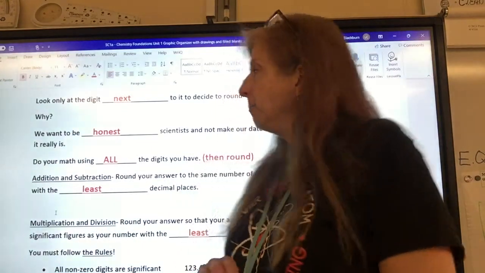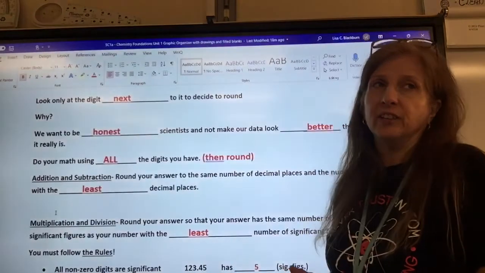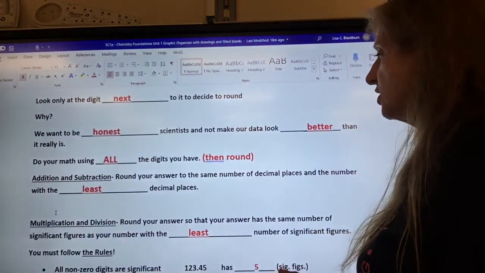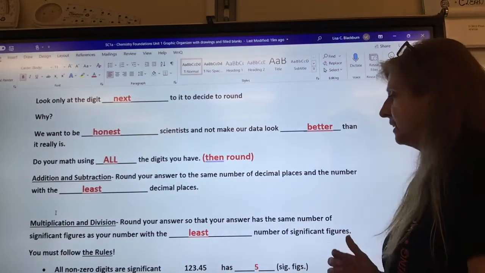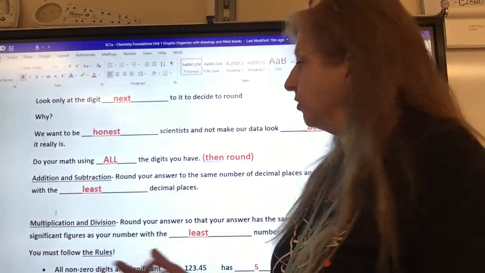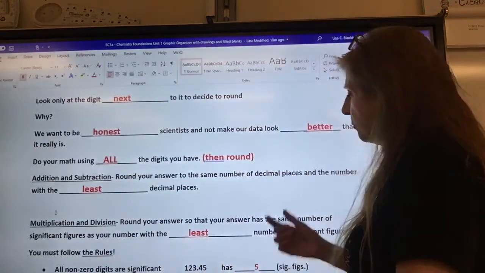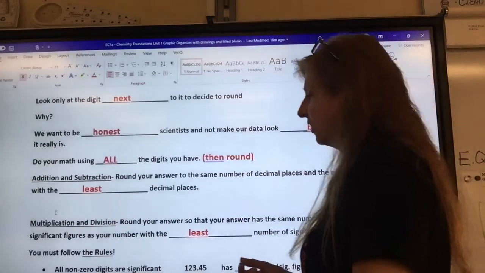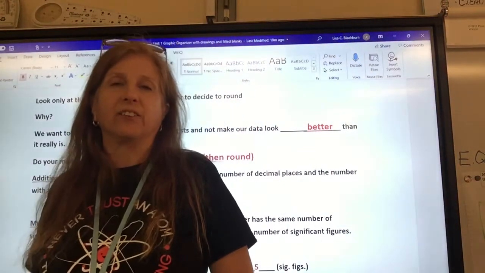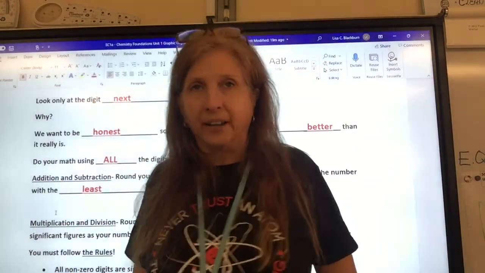Got it? But it's different with multiplication and division. Multiplication and division, you round your answer so that your answer has the same number of significant figures as your number with the least number of significant figures. And you must follow the rules. I know that just sounded like gobbledygook to you. Let me explain what it is.